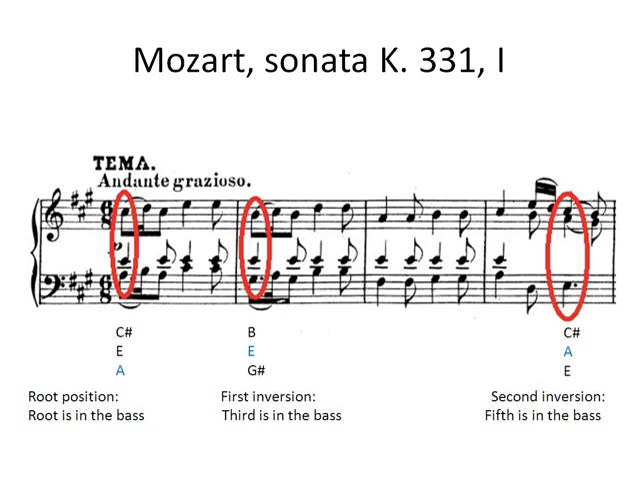Returning to the Mozart, we can say that the first chord is in root position because the root is in the bass. The second circled chord is in first inversion because the 3rd of the chord, G sharp, is in the bass. You'll notice that the root is in the middle voice. And we can say that the last circled chord is in second inversion because the 5th of the chord is in the bass. Again, the root of this chord is in the middle voice.